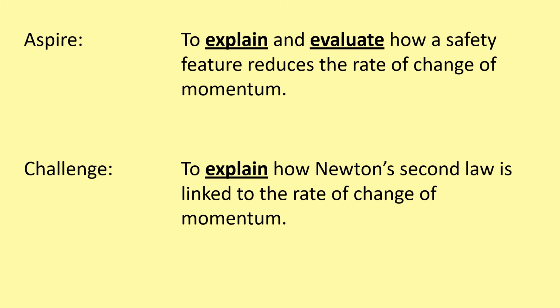First outcome is to explain Newton's second law, to explain how that's linked to the rate of change in momentum. It's just a different way of looking at Newton's second law. And the other outcome is to use this way that we look at Newton's second law to talk about safety features, to apply them to safety features and how they work. For example, car airbags.